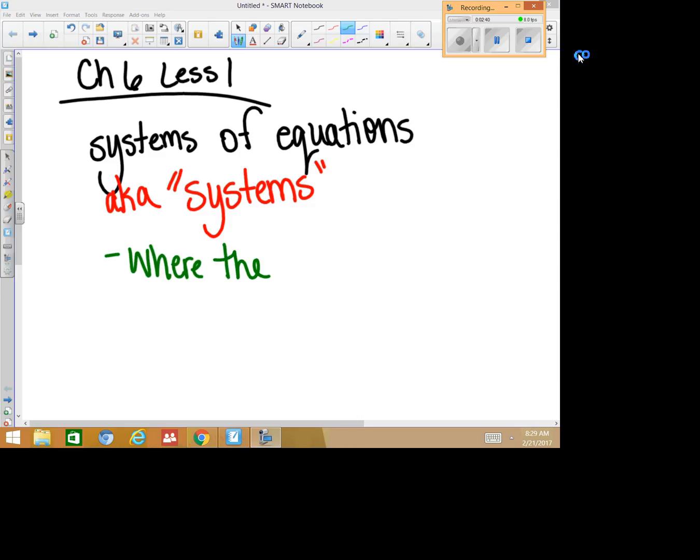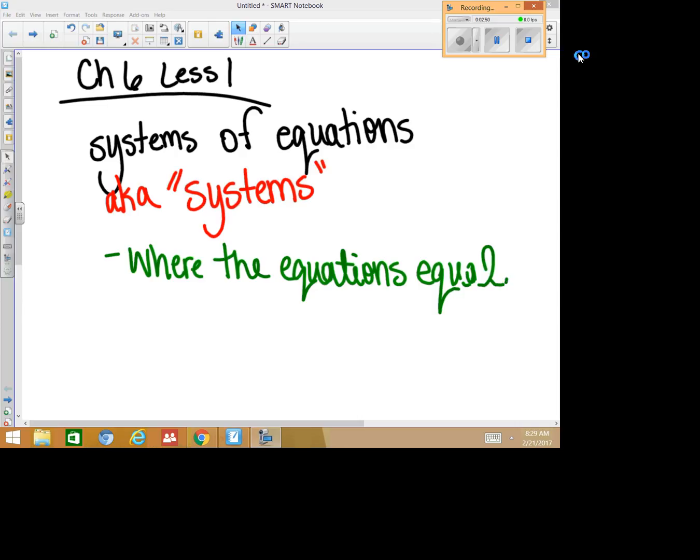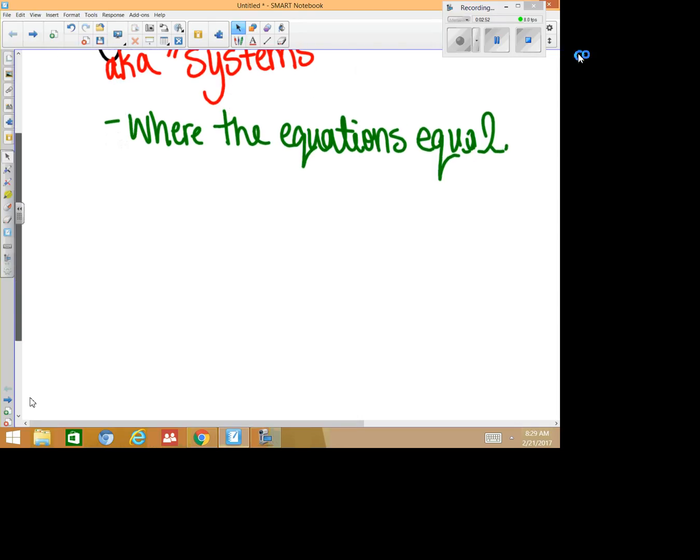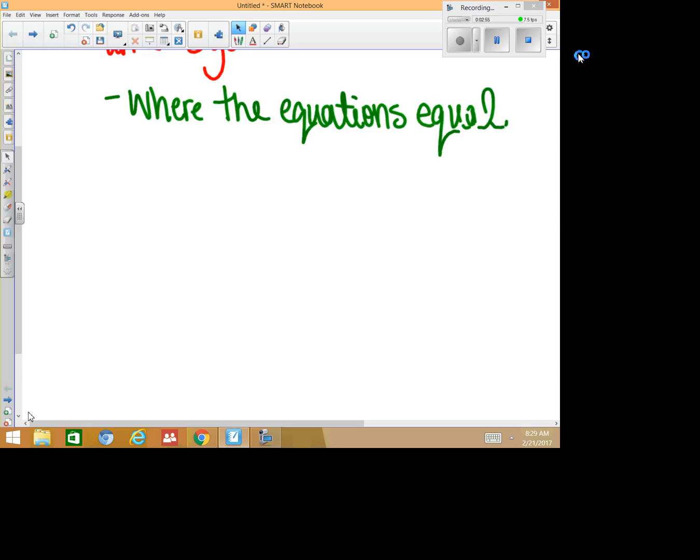Where equations equal. And on the equations that we've been dealing with, what kind of letters do we have in these equations? X and Y. So how can you put X and Y together on a graph? What is that called? It's got parentheses around it. A point, an ordered pair, right? Yeah, ordered pair.